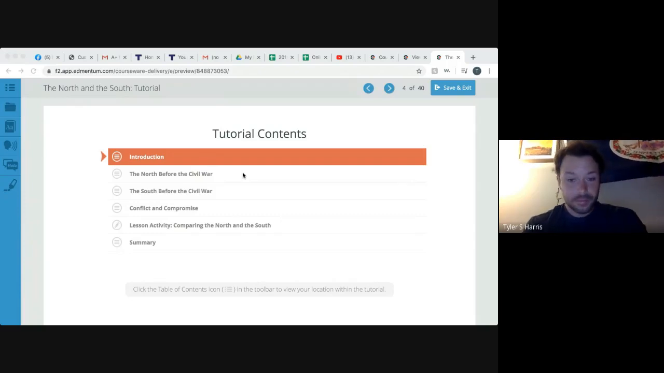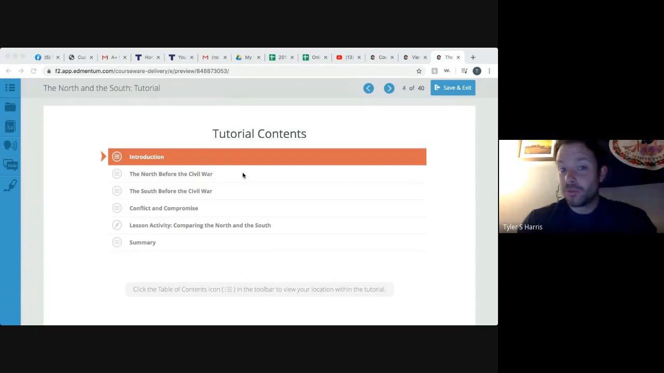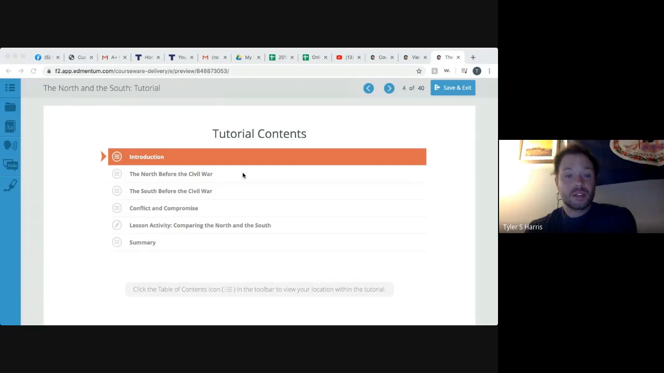Okay, so nothing too overly complicated this week. Some of it we might already know if we were paying attention to my class. Okay, it's going to talk about the North before the war, what they were making money off of, what was important to them. It's going to talk about the South before the Civil War, what they were making money off of, what was important to them.